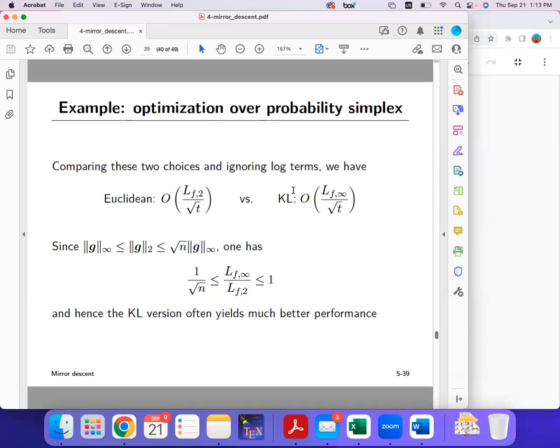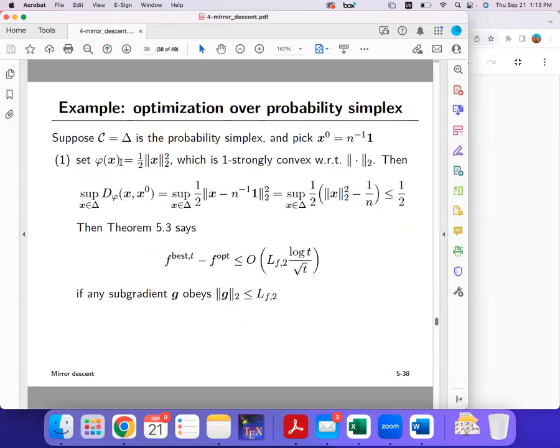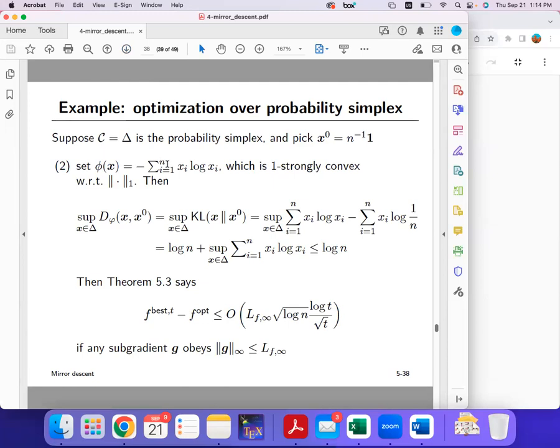Right. And these two differences are induced by the choice of the Bregman divergence, right? When we choose different phi functions, we are basically choosing different geometries. These different phi functions correspond to different types of geometries. So if we choose this Euclidean phi, we are considering this optimization problem under the Euclidean geometry. If we choose this entropy phi, we are considering the problem in a different geometry.